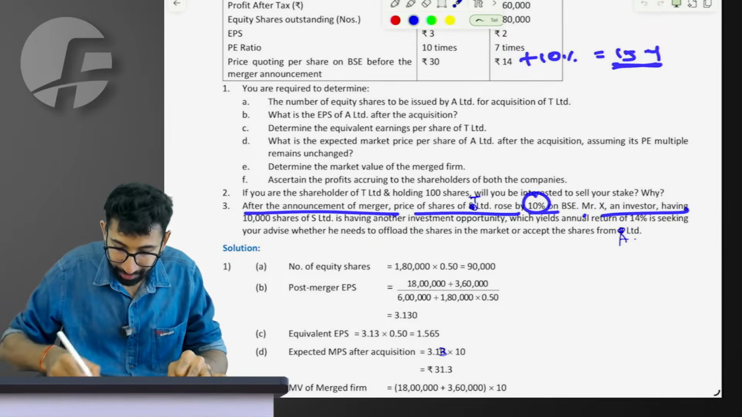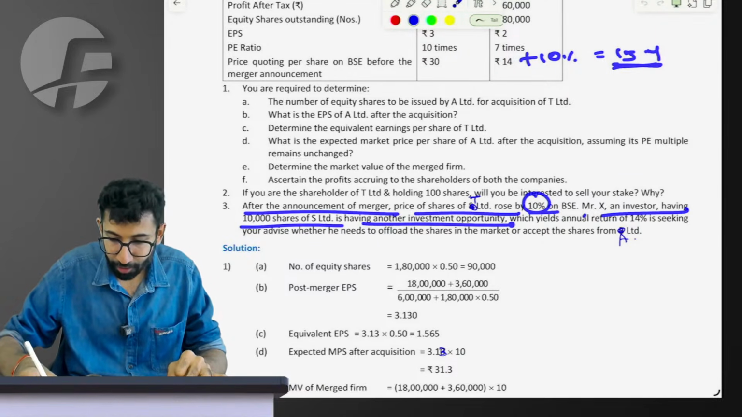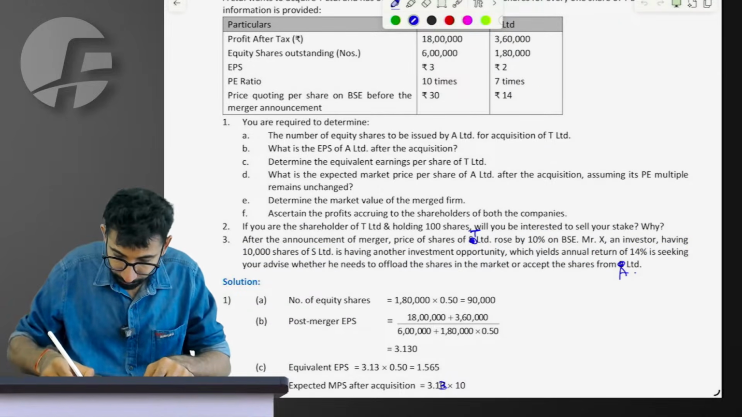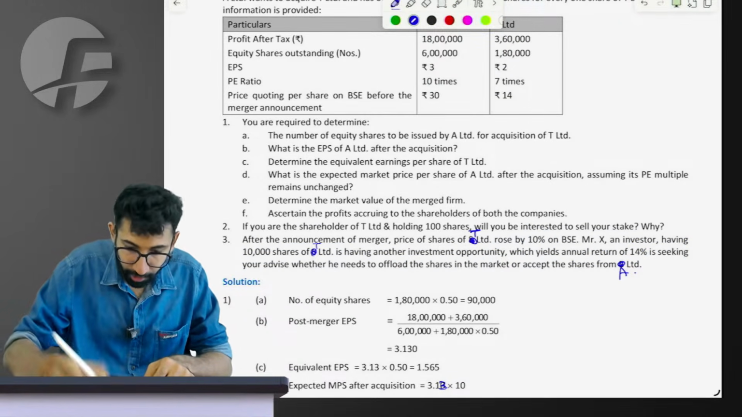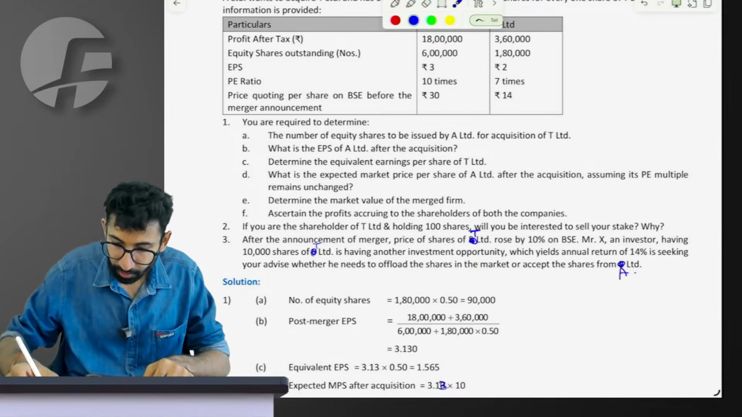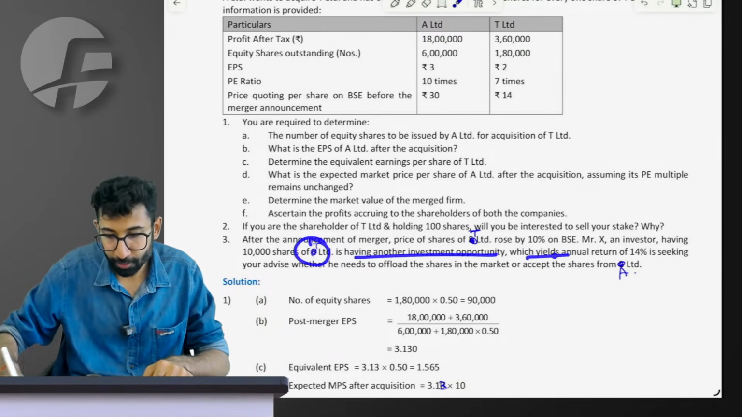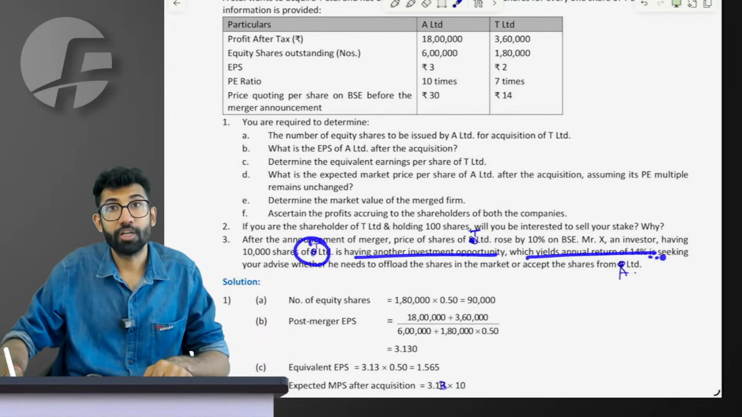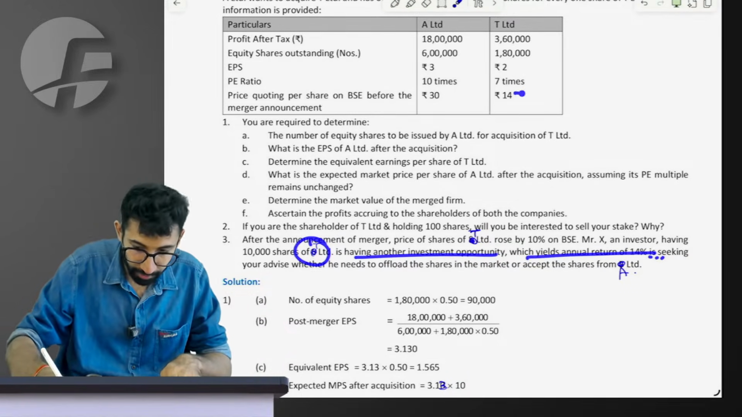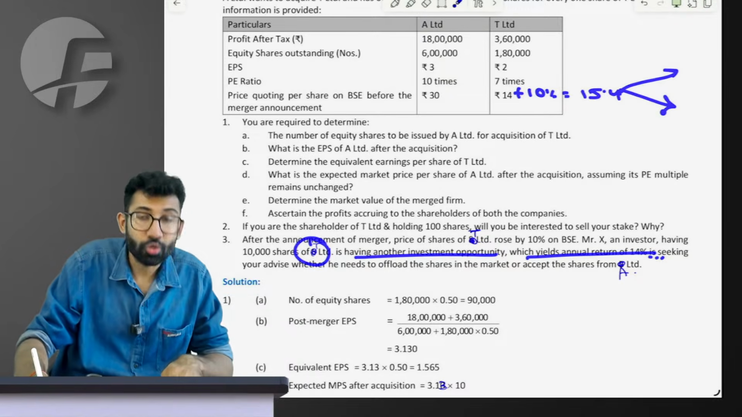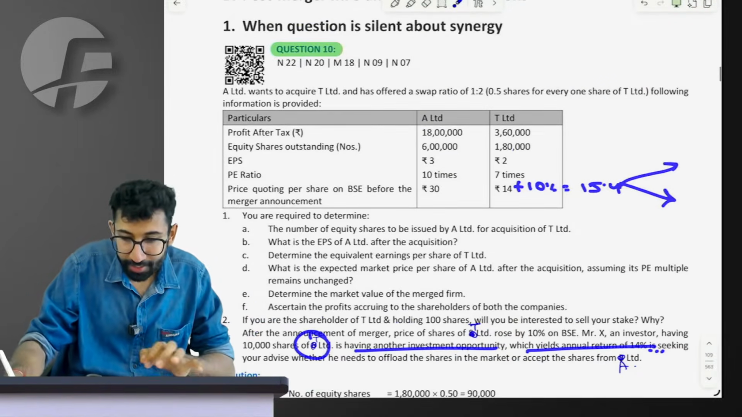X, an investor having 10,000 shares, has another opportunity which yields 14%. So X is an investor, sir, who has the shares of T Limited and has another investment opportunity which will yield 14%. So after the price has become 15.4, you have two choices. What are the two choices?